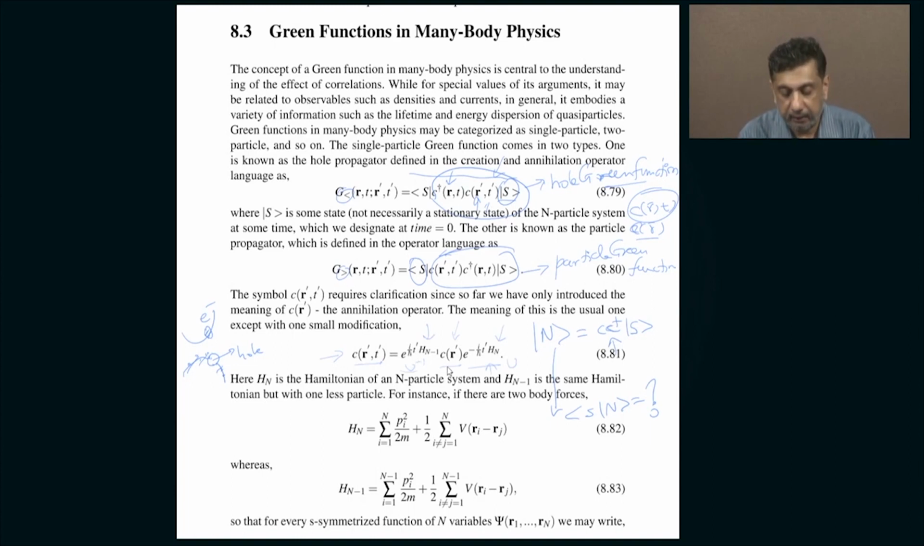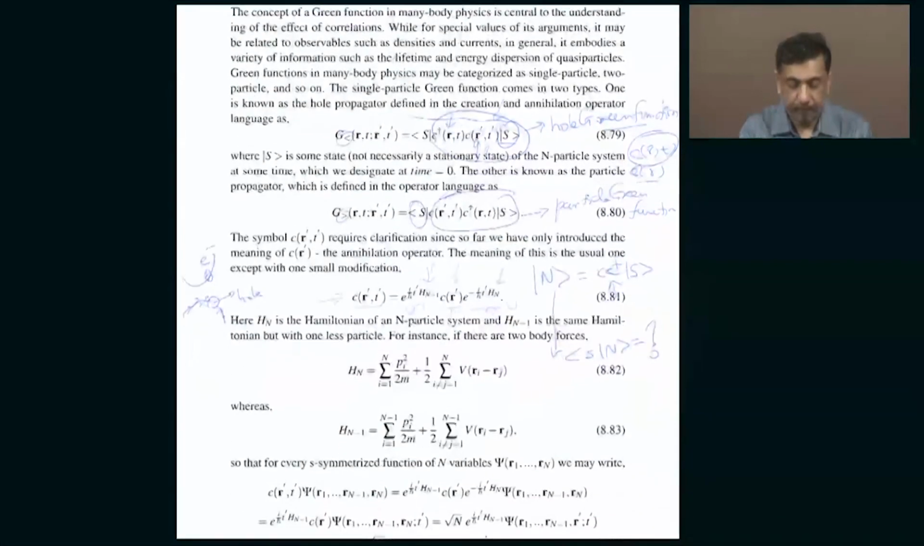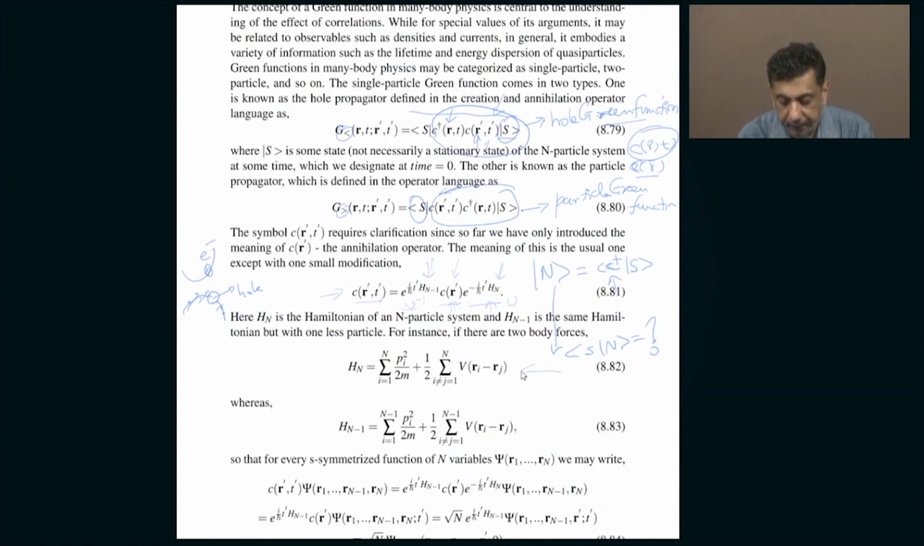But this is the only exception, that when you are dealing with an operator that changes the number of particles, you have to keep track of how many particles there are in your system. So, you should remind yourself that you have to use the Hamiltonian that contains the right number of particles. Just to drive home this point, I have explicitly written down the Hamiltonian containing n particles here, and another Hamiltonian containing one fewer particle.